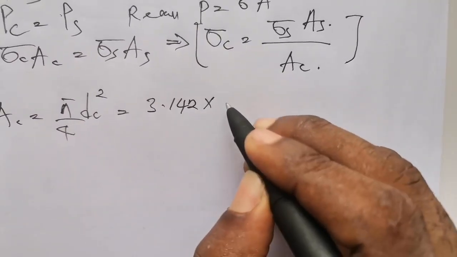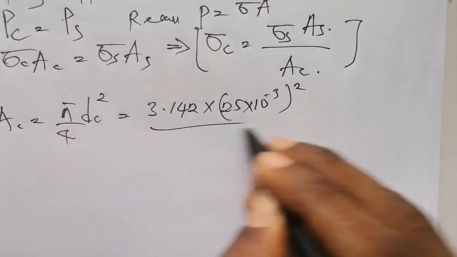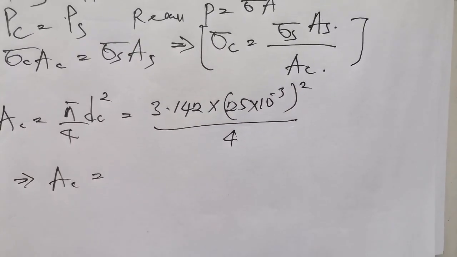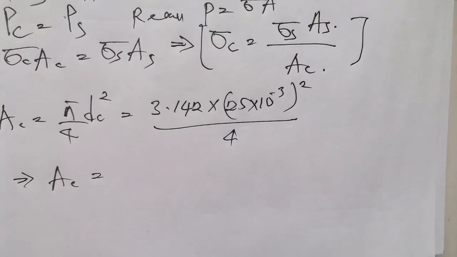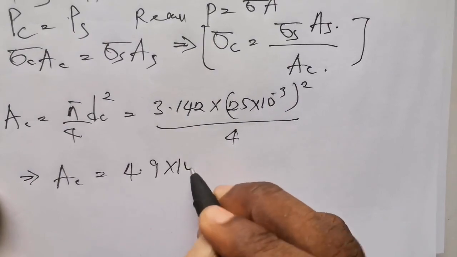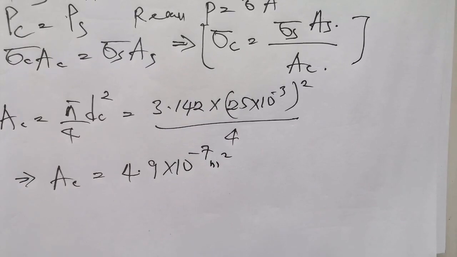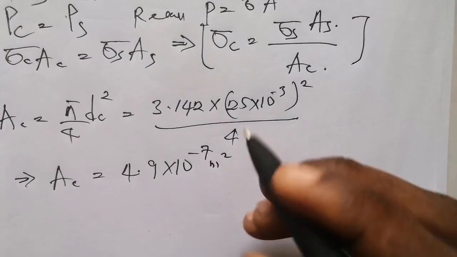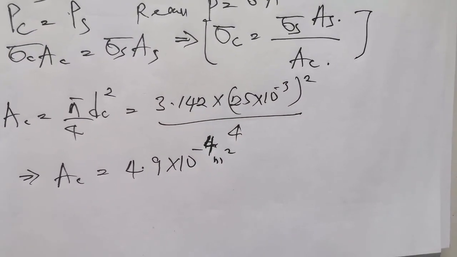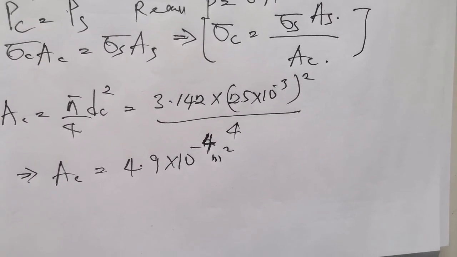So diameter of copper is 25 by 10 to the power of minus 3, all squared all over 4. So this helps us to find the value of the area of copper. So the area of copper gives us 4.9 by 10 to the power of minus 4, not minus 7, please. 4.9 by 10 to the power of minus 4 in meter squared. So that's the area of copper.